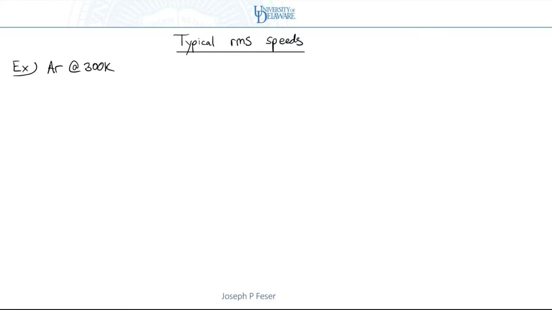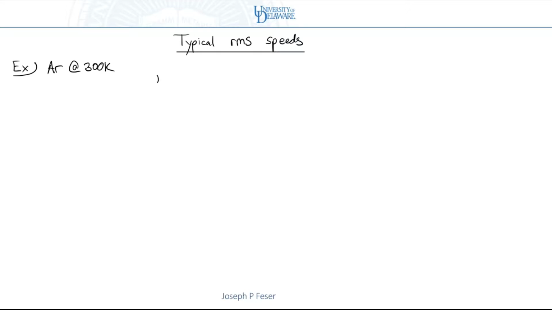All right, let me just do a little example to give you an intuition for the size of the RMS velocities in some gas molecules. We calculated the Maxwell-Boltzmann distribution for velocities in the last lecture, and now I'm just going to apply it, for example, for argon at 300 Kelvin.